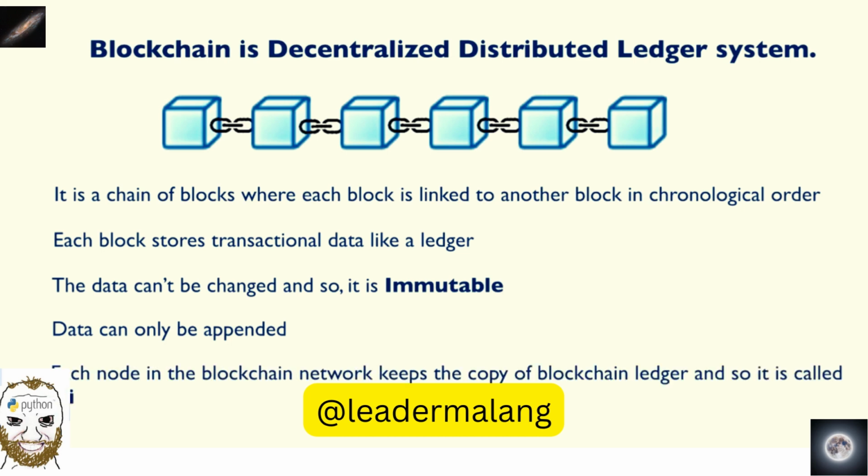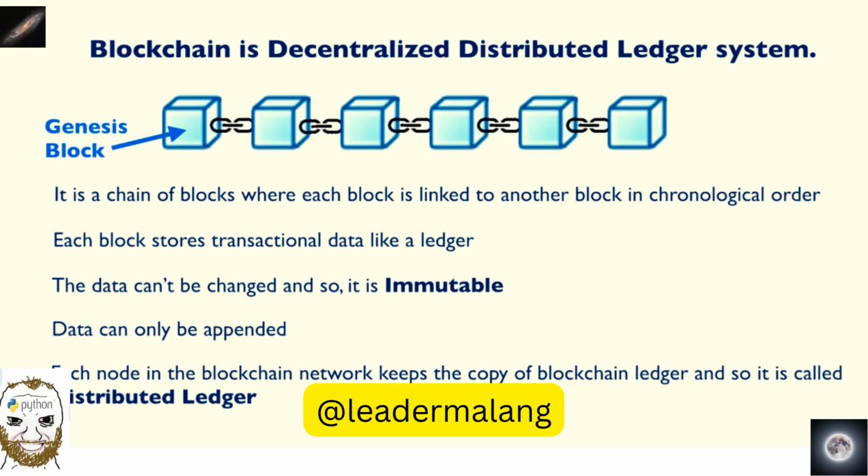Each node has a replica of the blockchain ledger, and so it is called a distributed ledger. The very first block is called the Genesis block, and each block has its own cryptographic signature. Because of being decentralized and distributed, blockchain solutions are stable, robust, durable, and highly available.